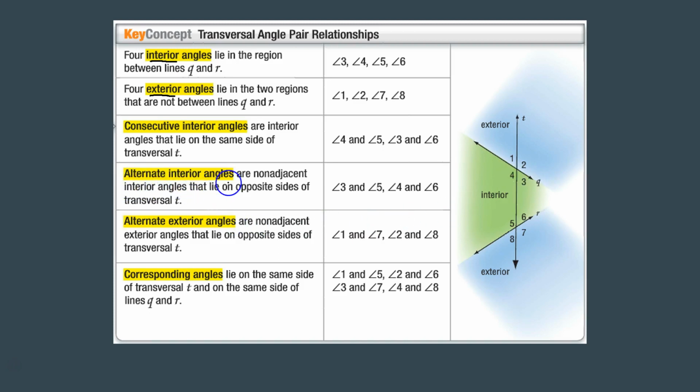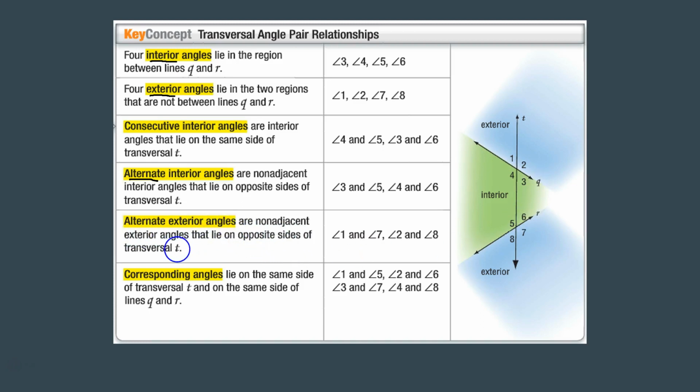Then we have alternate interior angles. Well, interior, you know they're going to be inside, which eliminates half of your angles. But notice here it says alternate. So when it has alternate in it, think about it that there will be an angle on the left-hand side and one on the right-hand side. So in our case, if we're starting with angle 3, the alternate interior angle would have to be angle 5. That's the only other option for an interior angle on the opposite side. Then angle 4 and angle 6.